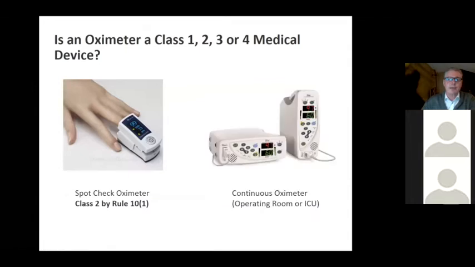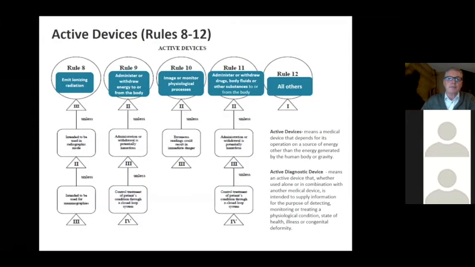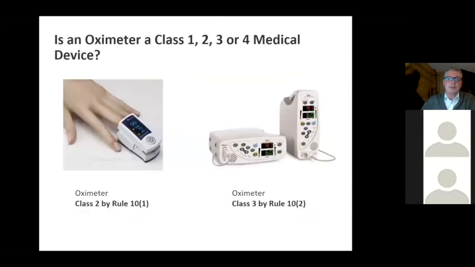But there's more than one kind of oximeter. So just because it's called an oximeter does not mean all oximeters are going to be a Class 2. Remember what we saw back here, that although it was determined to be a Class 2, this "unless" clause comes into play, and if erroneous readings could result in immediate danger, it becomes a Class 3. I think it's probably obvious that erroneous readings in an OR setting with an anesthetized patient could result in immediate danger. Therefore, in this particular case, the oximeter is a Class 3 by Rule 10.2.